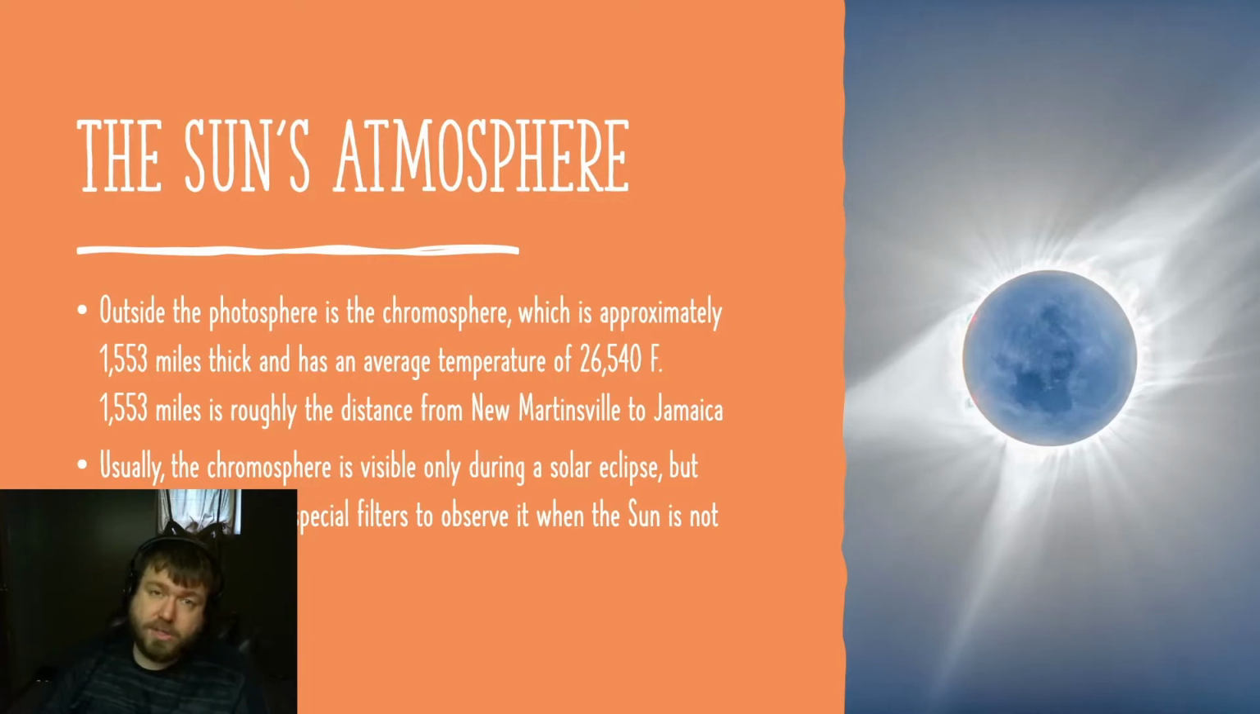Outside the photosphere is what is called the chromosphere, which is approximately 1,553 miles thick and has an average temperature of 26,540 degrees. 1,553 miles is roughly the distance from New Martinsville to Jamaica. So, we're getting to see just how big the atmosphere is. Now, usually the chromosphere is visible only during a solar eclipse, but astronomers can use special filters to observe it when the Sun is not eclipsed. Over here on the side I have a picture of what you can see of the photosphere of the Sun.